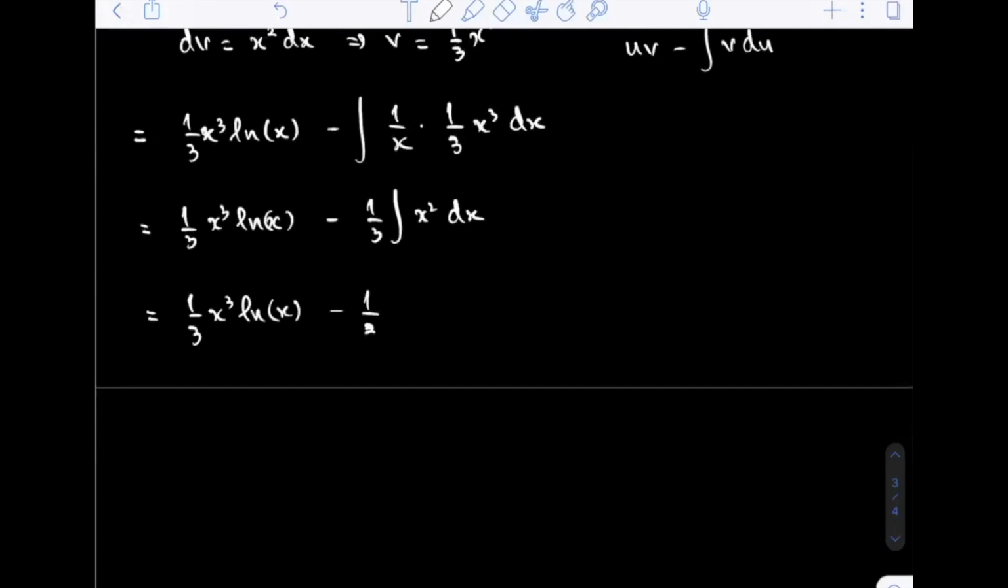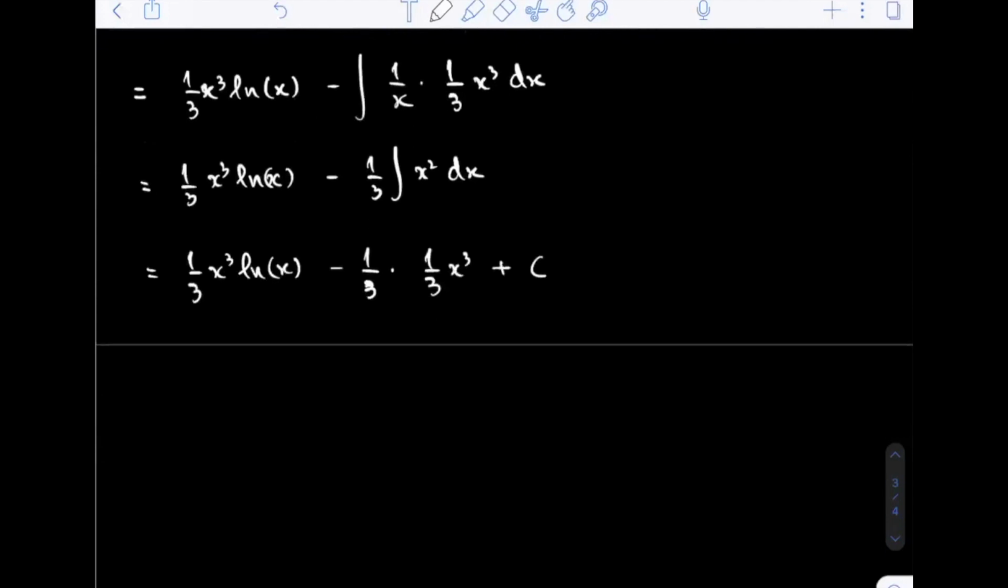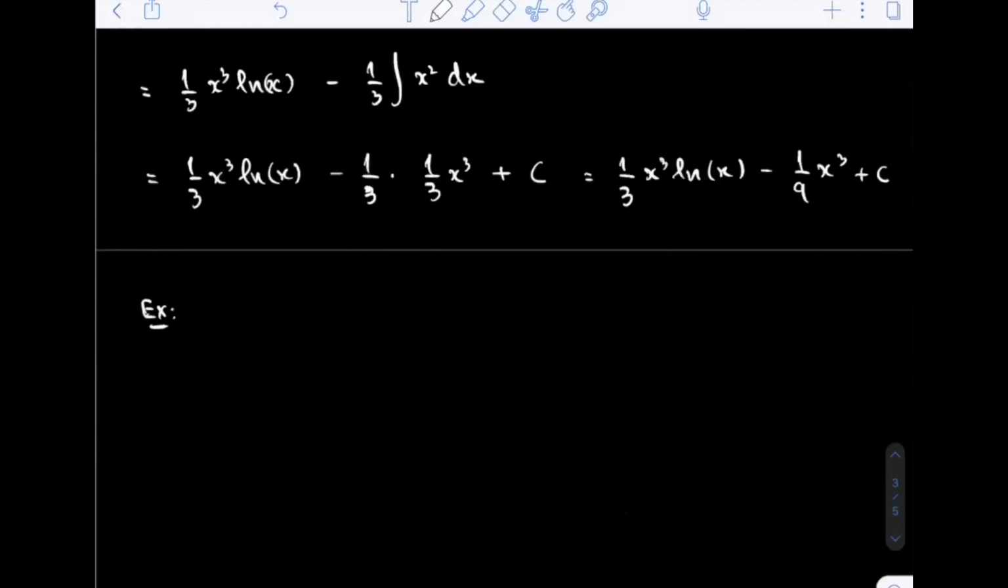So 1 over 3 times 1 over 3 x cubed plus a constant c, and therefore the answer is 1 over 3 x cubed ln of x minus 1 over 9 x cubed plus a constant c. The next example, evaluate this integral of ln of x dx.